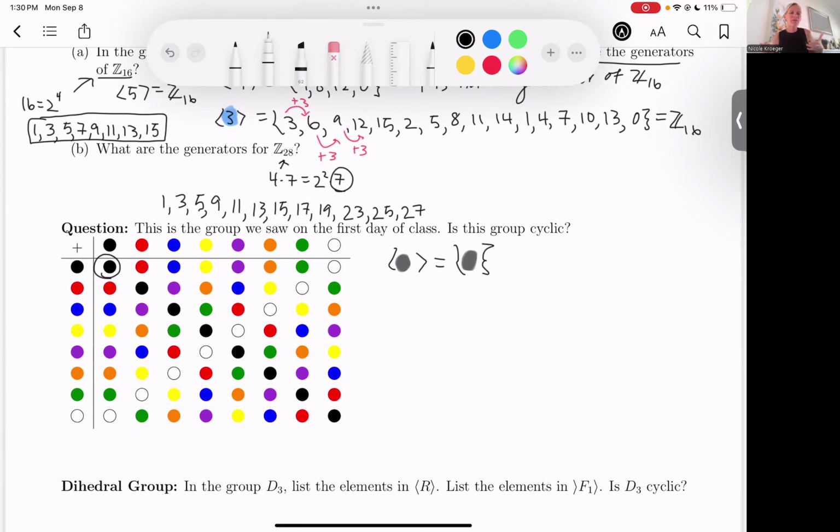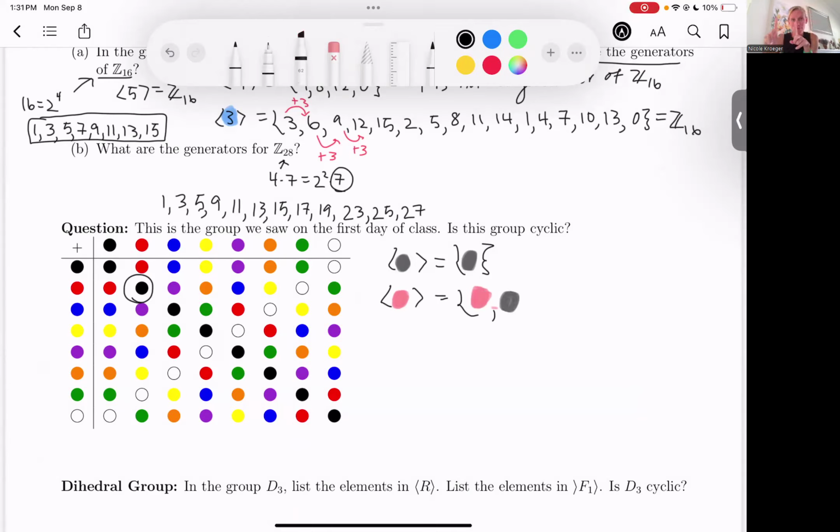Okay? Black was the identity in this case. The set generated by an identity element is always just going to have the identity in it. Okay, let's try. So this is definitely not a generator because that was not the whole group. So let's look at the set generated by red. Okay, so it's certainly going to have red in it. And then it's going to have red with red. So red paired with red gives me black. So it's going to have black in there.